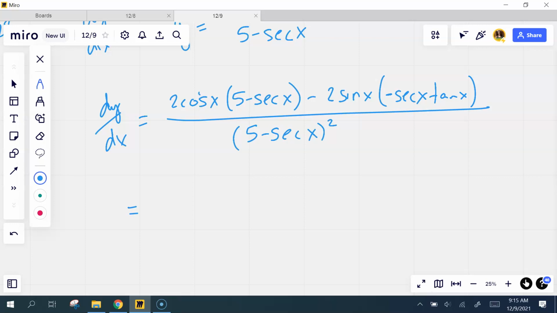All right. This is going to be 10 cosine x minus 2 cosine x. All right, now wait a second. Secant x is really what? Does everybody agree with that? No.